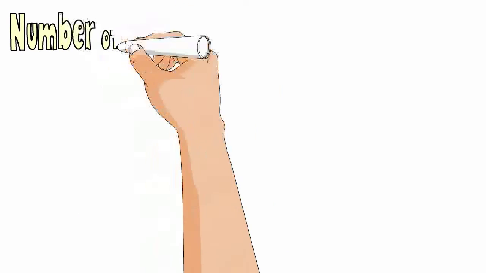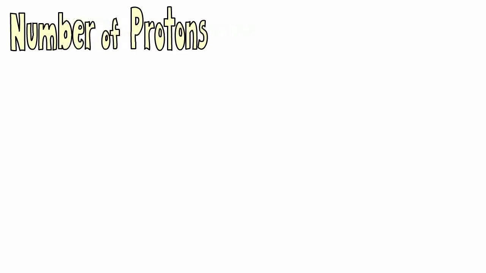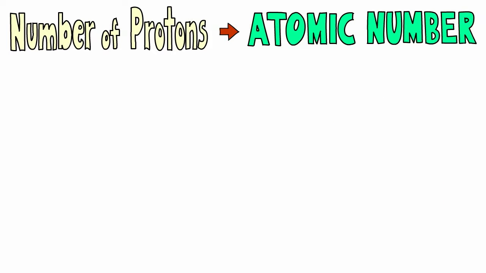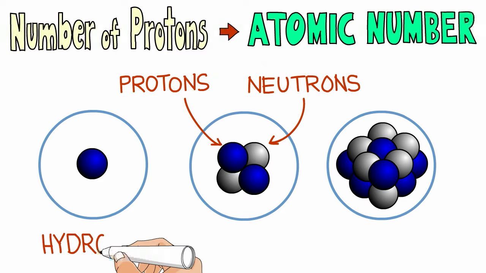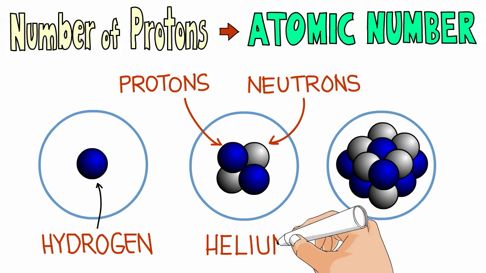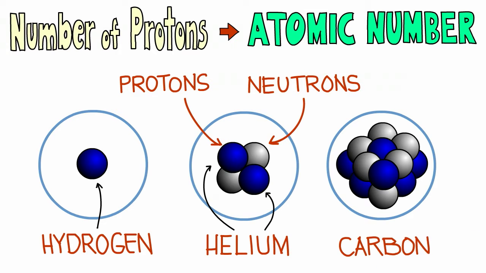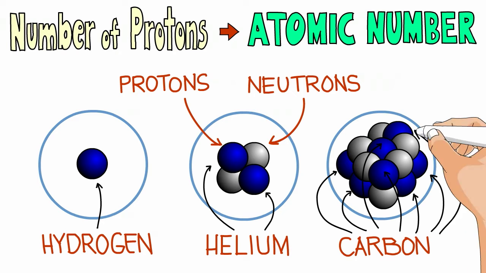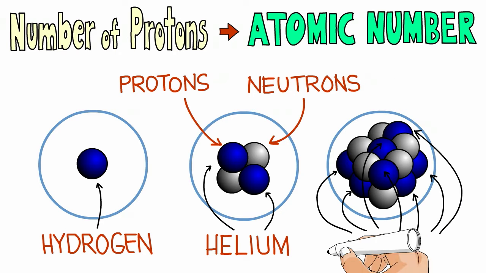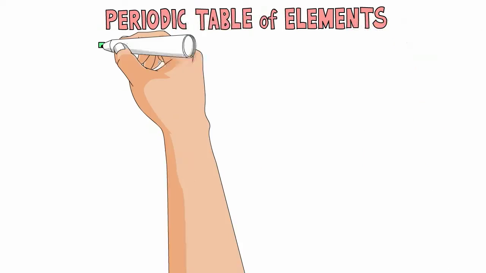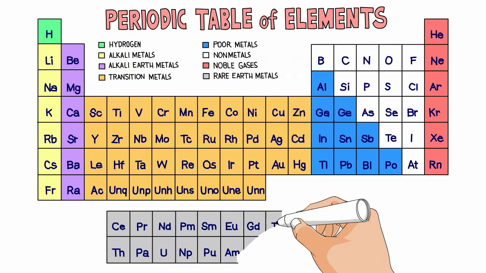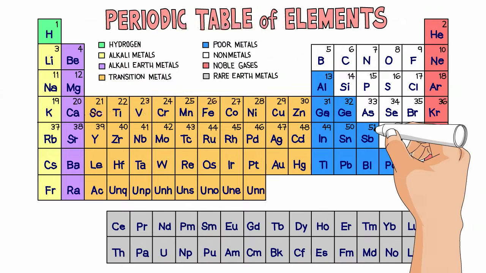The number of protons in an atom determines the atom's identity and is given a special name called the atomic number. Each element has its own atomic number. For example, hydrogen has 1 proton, helium has 2 protons, and carbon has 6 protons. There is no way a carbon atom can have 7 protons, because if it did, it wouldn't be carbon anymore. It would be nitrogen. The periodic table is a list of all the elements ordered in increasing atomic number.